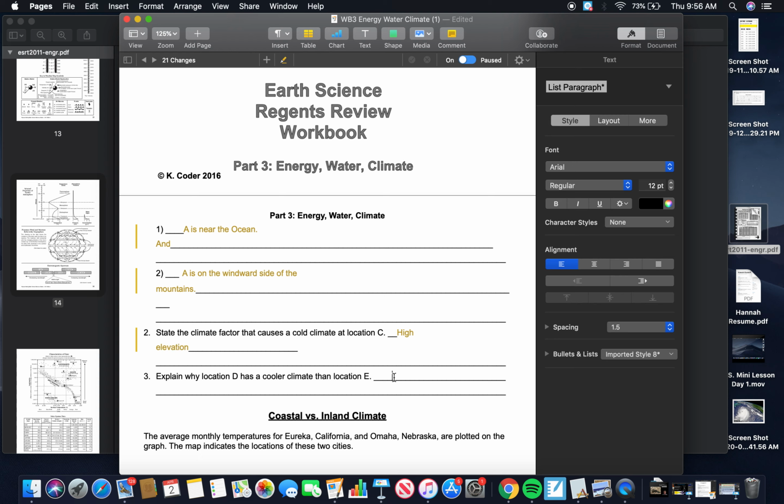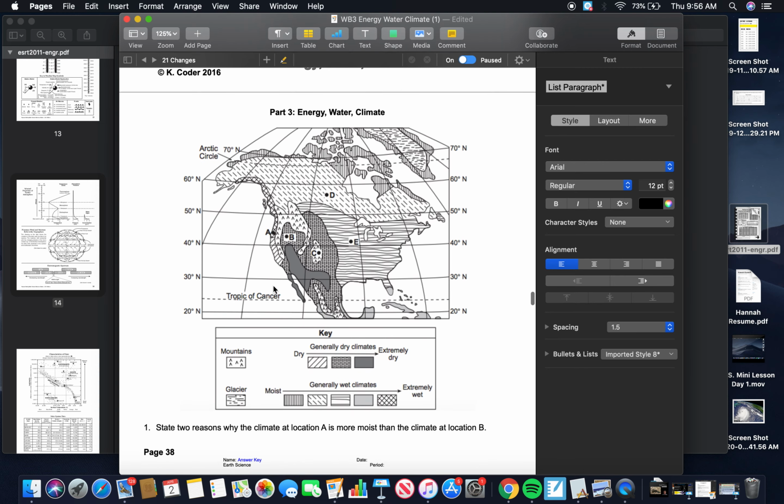Number 3, explain why location D has a cooler climate than location E. Now, what factor causes that? Let's go up to location D, which is up here. Remember, C was at the mountains. D is now here compared to E. We don't see any mountains there, but why is D cooler? Well, that's because of latitude.